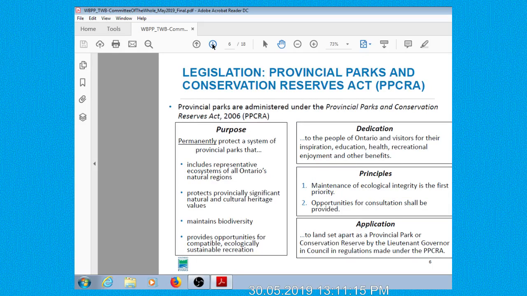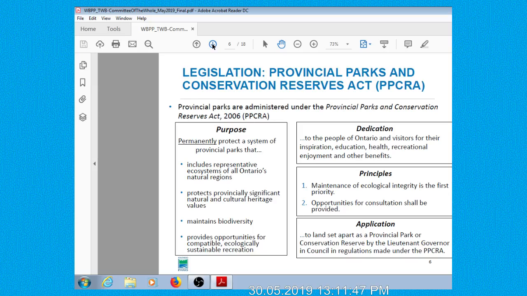So a little bit about our legislation. We are regulated under the Provincial Parks and Conservation Reserves Act. This act came into force in 2007, and the purpose is to permanently protect a system of parks that includes representative ecosystems, that protects provincially significant values, maintains biodiversity, and provides opportunities for compatible, ecologically sustainable recreation. So that is the purpose of the entire provincial park system.